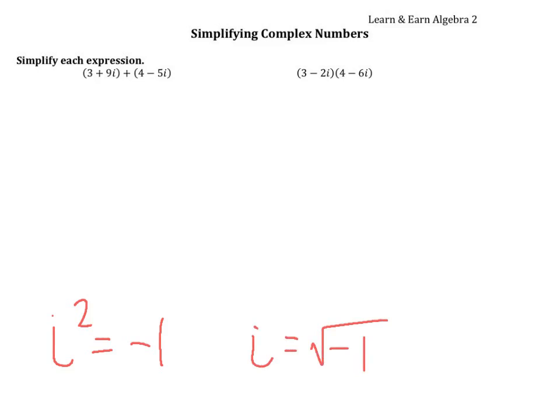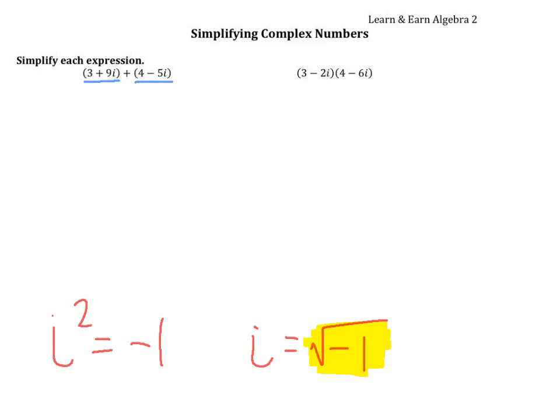Now if you remember, you cannot take the square root of a negative number. Well, that's the beauty of imaginary numbers. So let's look at the first example. Here we have 3 plus 9i plus 4 minus 5i.